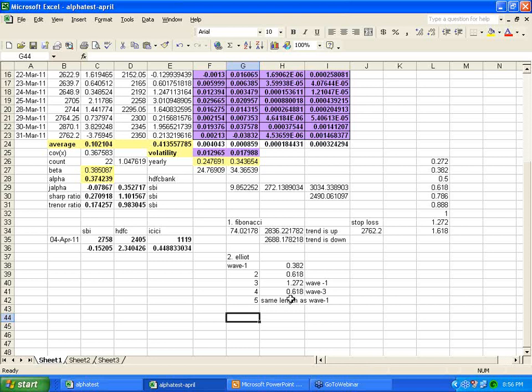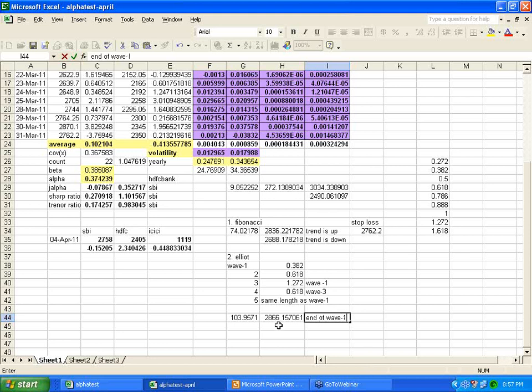So with the help of this, if I wish to take some trade decision, what will be my price? What price point should I enter a trade? 0.382 times of the 272 price range gives me 104 rupees. So wave 1 will start from 2762, added with 103, so 2866 is where it should end. This is the end of wave 1.